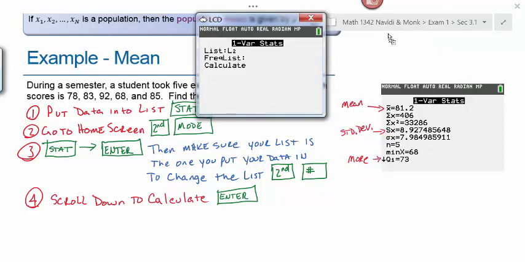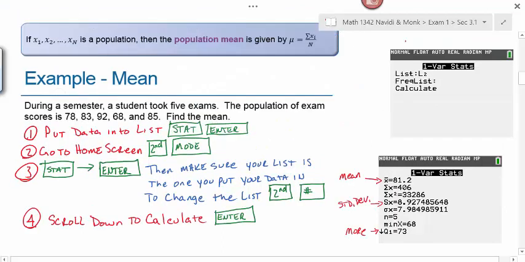This then is what our input looks like. This would be our input screen, and this would be our output. Some of your calculators may not look like this. Some of yours may just say one variable stats on the home screen. If that's the case, then you're going to have to tell it which list to use. So you would put in second 1 or second 2 for your list.